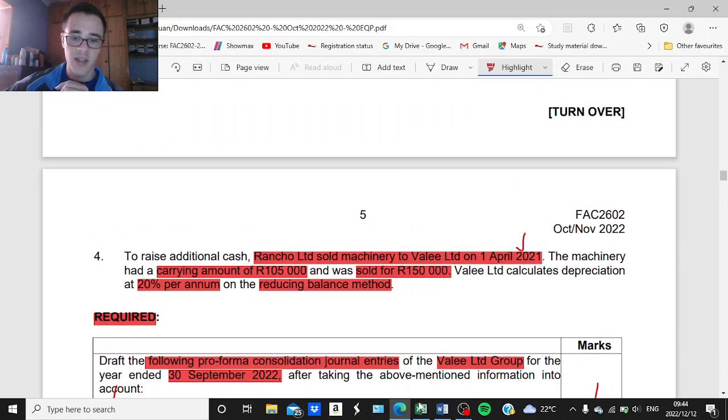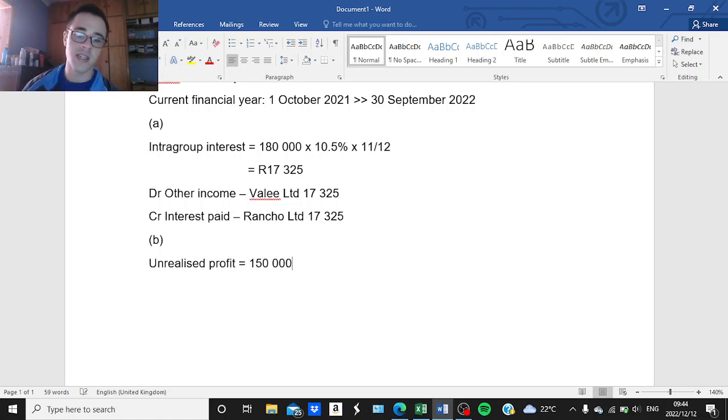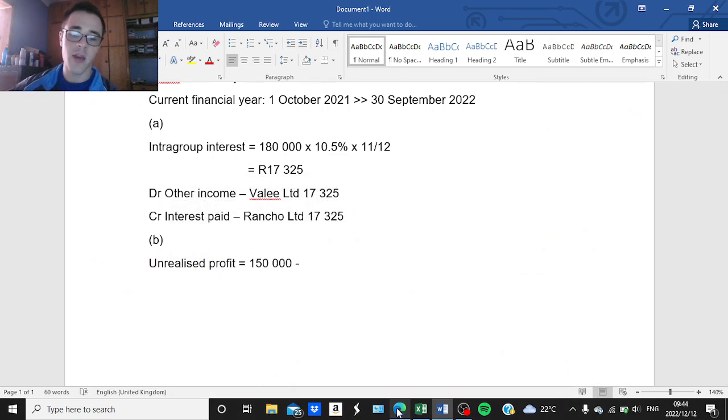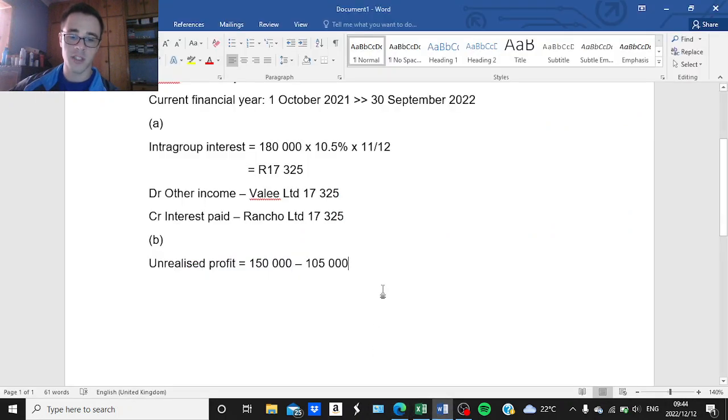All right, so let's first calculate the unrealized profit that was made on this transaction. The unrealized profit is calculated by taking the consideration, or the proceeds on sale, which was 150,000, and we will then subtract the carrying value of the machinery on the date of sale, which was 105,000. This will give you the unrealized profit, which is equal to 45,000.